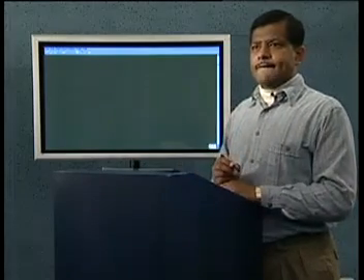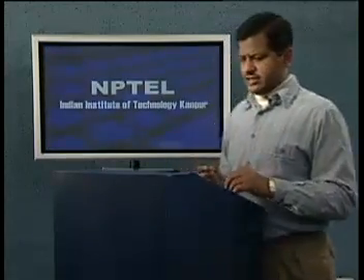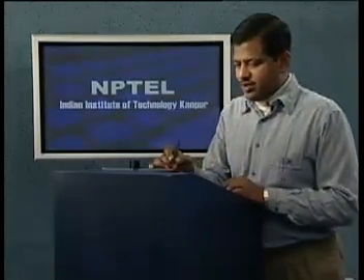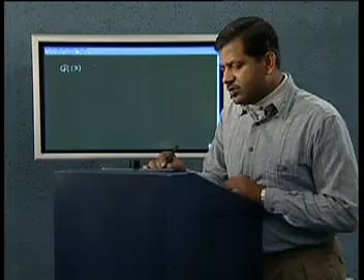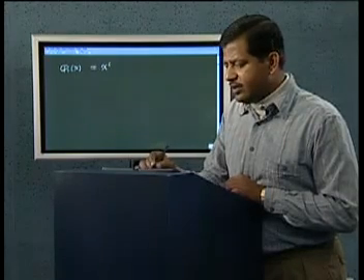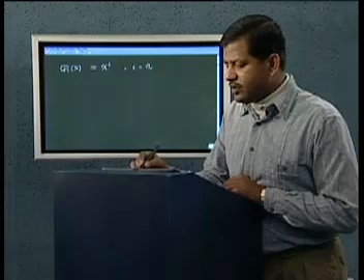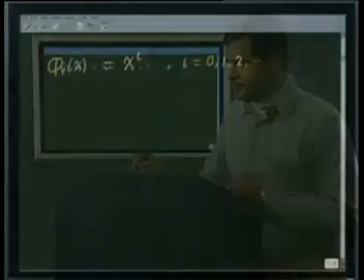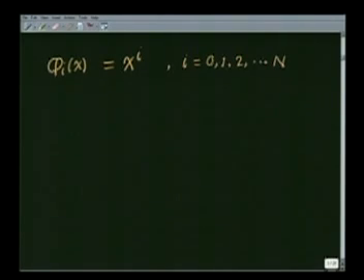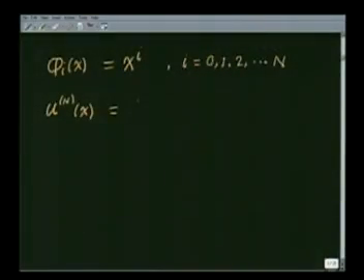Let us choose a particular set of these functions phi i of x. What occurs to us naturally? What are the things that we are used to? So let us take phi i of x is equal to x to the power of i for i going from 0 to n. When we substitute it in our expression, we will end up getting un of x is equal to sigma i is equal to 0 to n ai x to the power of i.